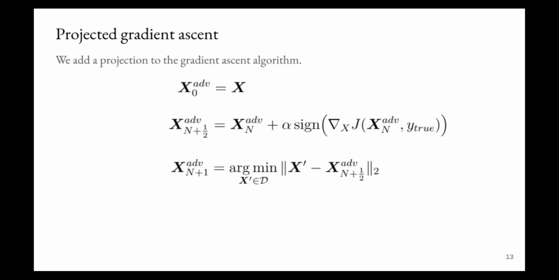But we need to make sure that when we update our adversary, we're still in this set. So we use an algorithm called projected gradient ascent, where we have a half step, which consists of using the sign of the gradient to update our image. And then we find which element in the feasible set is closest to this updated adversary. And this becomes our true adversary after one step of projected gradient ascent.